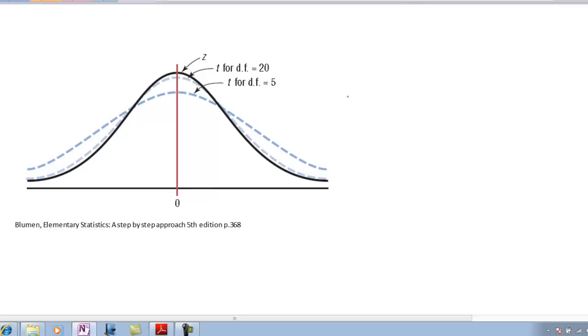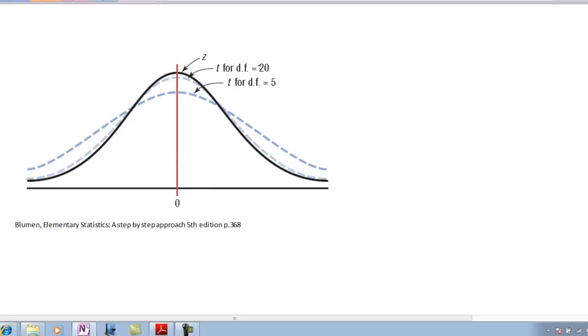Here's what I want you to see here. The reason I included this picture is because I just said a second ago that a t-distribution is not one curve like a standard normal. A standard normal curve is set. It's always this dark black curve that you see there. But a t-distribution depends on the degrees of freedom, and the degrees of freedom depend on your sample size.